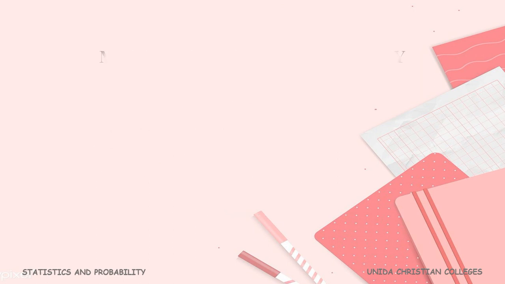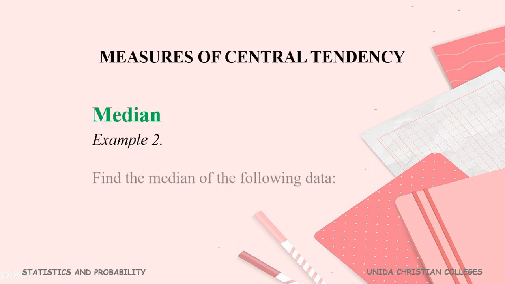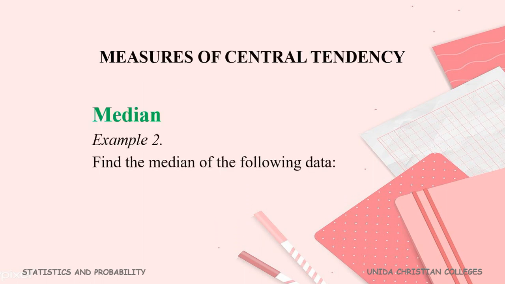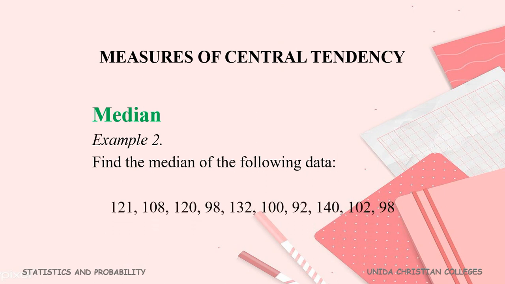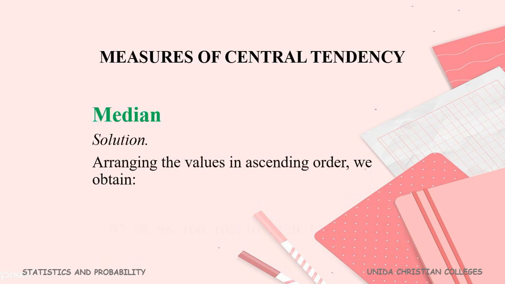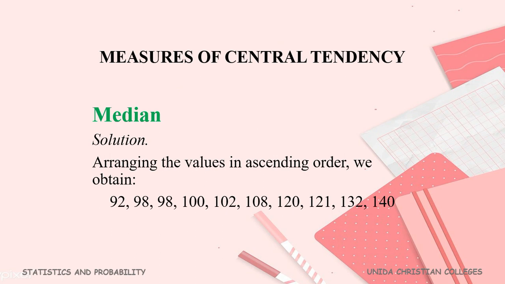Okay, next. Let's have the example number 2. So here, we need to find the median of the following data. So we have 121, 108, 120, 98, 132, 100, 92, 140, 102, and 98. And of course, no, first step po natin is we need to arrange it in ascending order. Okay, so what will be the arrangement? So we will obtain 92, 98, 98, 100, 102, 108, 120, 121, 132, and 140.